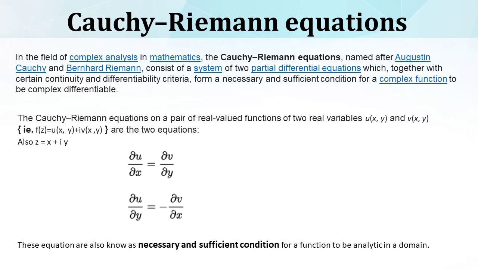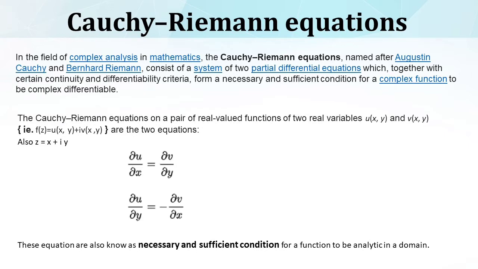The Cauchy-Riemann equations involve a pair of real valued functions of two real variables, u as a function of x and y and v as a function of x and y, in which u is the real part and v is the imaginary part of the function. Also, we take z equals x plus iy.